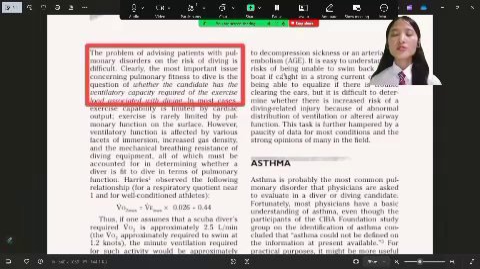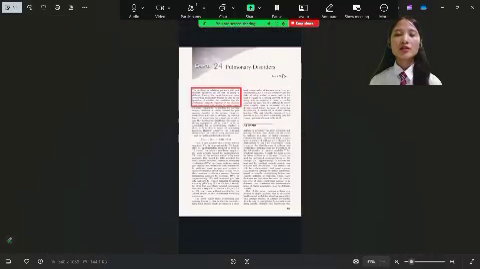Many of the information here is about pulmonary disorder. I hope that you are learning more about these things. The highlighted point is about advising a patient suffering from pulmonary disorder about driving. So this is the book chapter that I've shown to you.